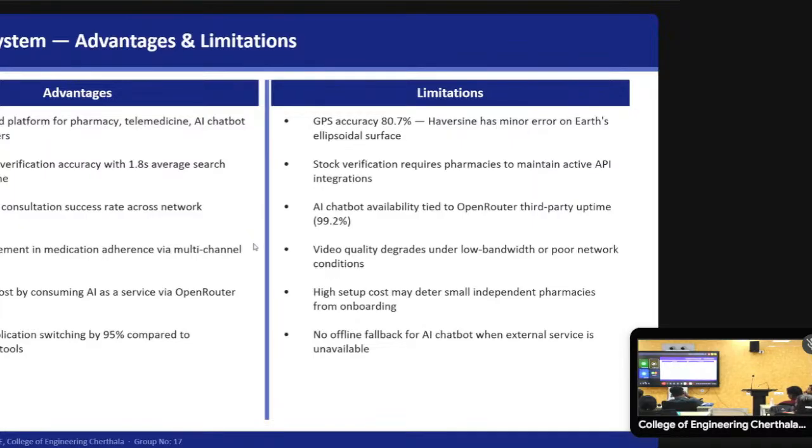However, there are some limitations also. GPS accuracy may vary, it requires pharmacy API integration, AI depends on third-party uptime, and there is also a high initial setup cost.